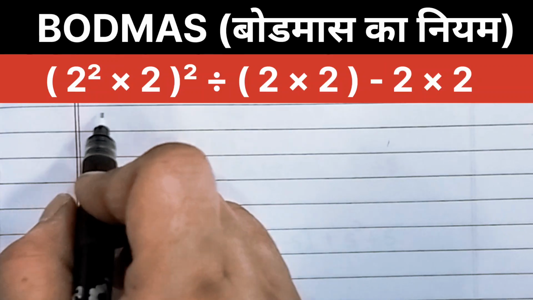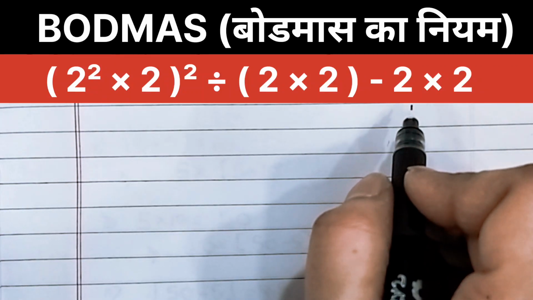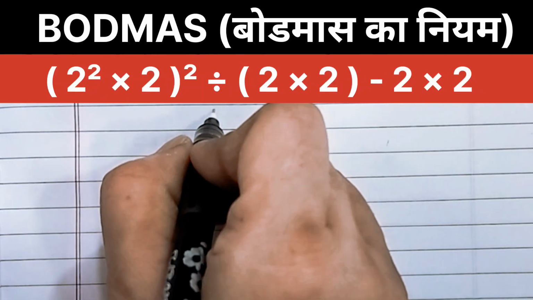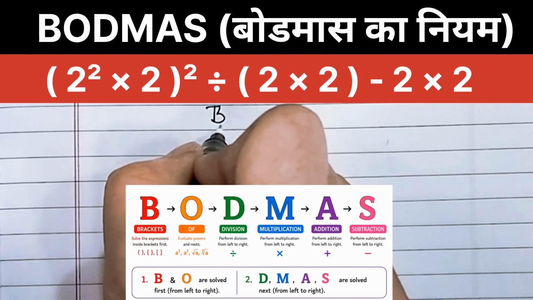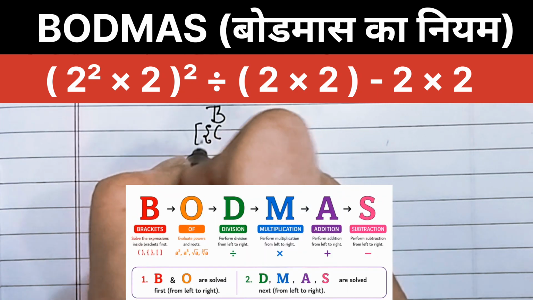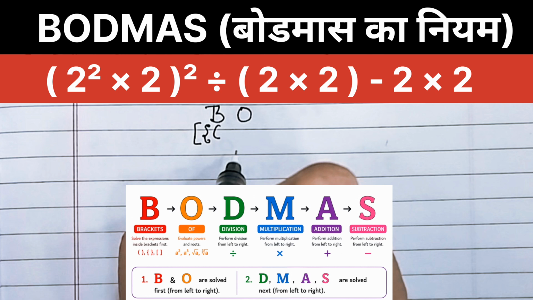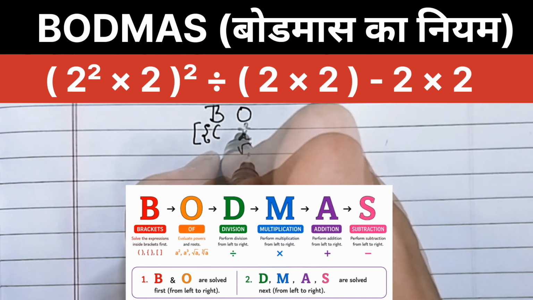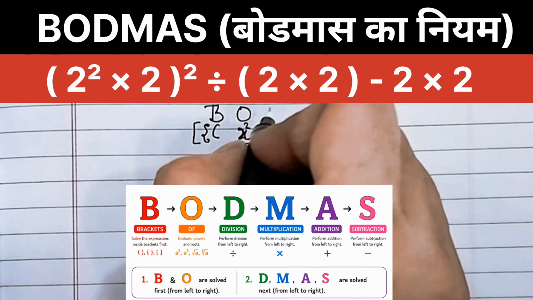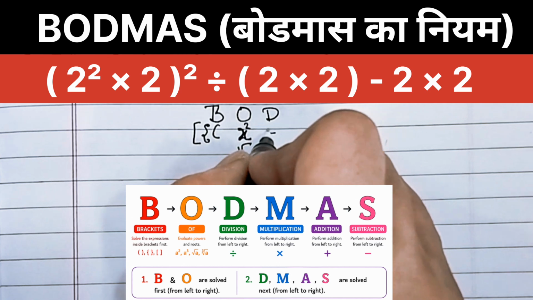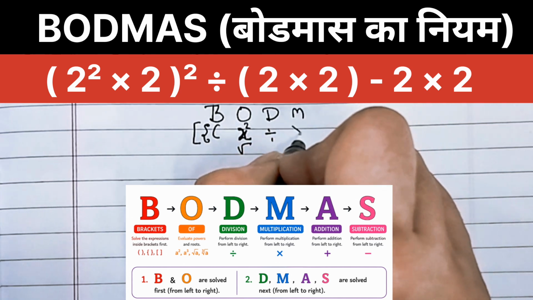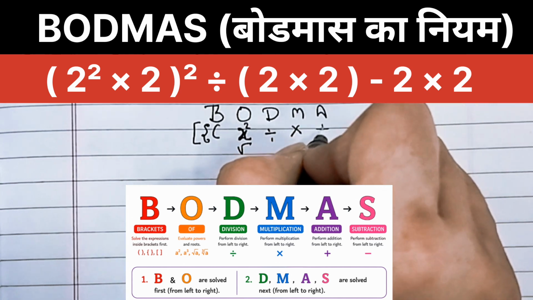Hello friends, according to this expression we follow the BODMAS rule, which stands for B. B stands for brackets: small brackets, curly brackets, then square brackets. O stands for orders, powers and roots. Then after that, D stands for division, M stands for multiplication, A stands for addition.